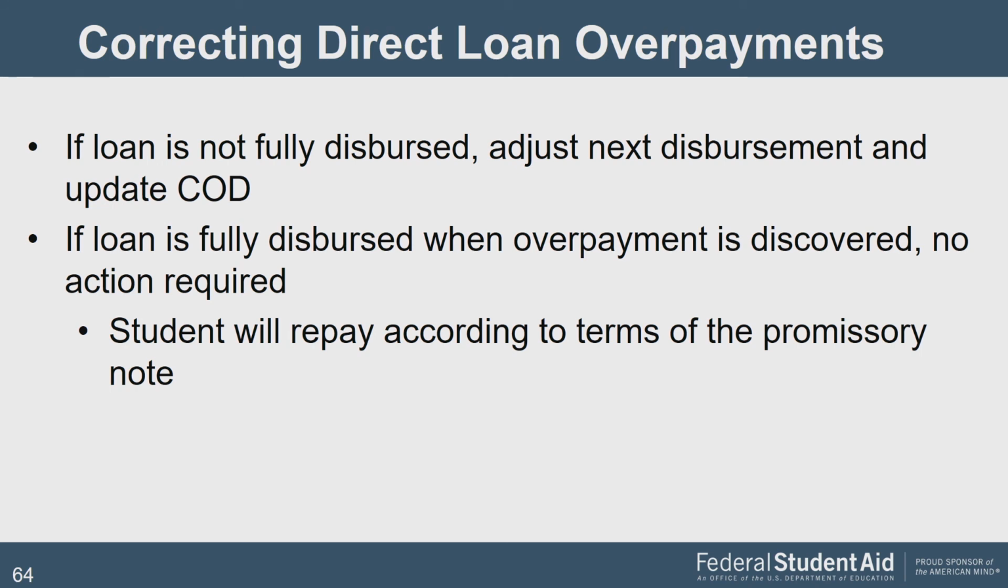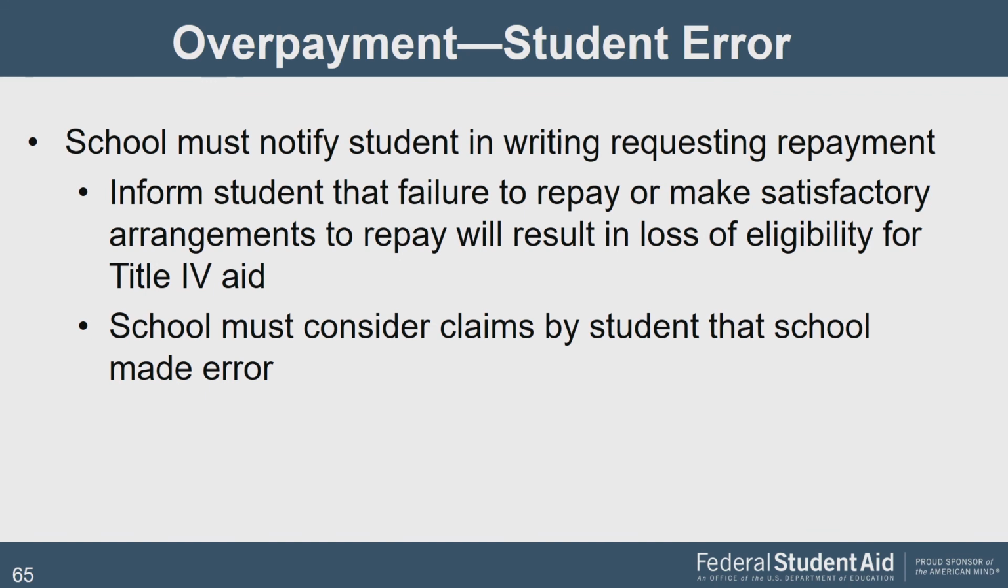In correcting direct loan overpayments, if the loans have not been fully disbursed, you can adjust the next disbursement in the COD system. If it has been fully disbursed, when it is discovered, no further action is required. The student will just go ahead and pay that according to the normal terms of the promissory note.